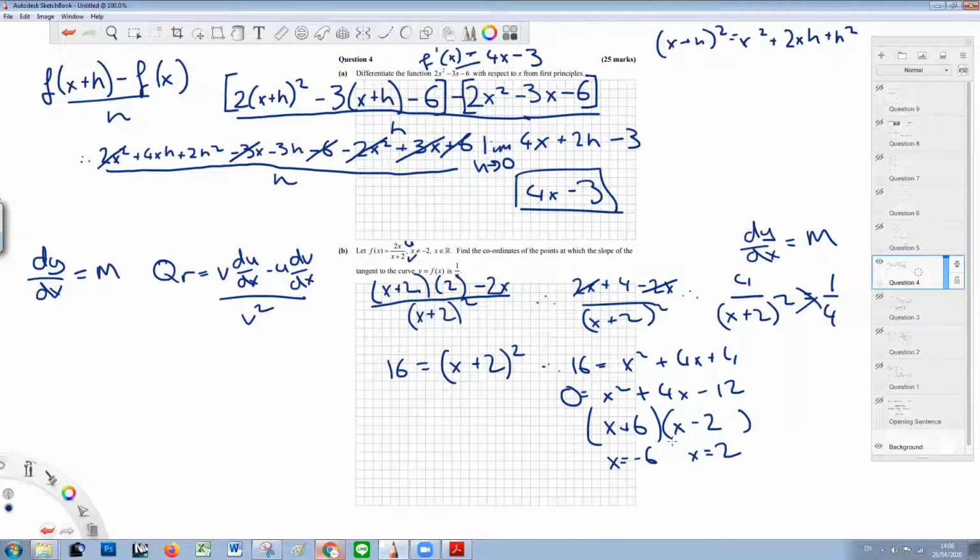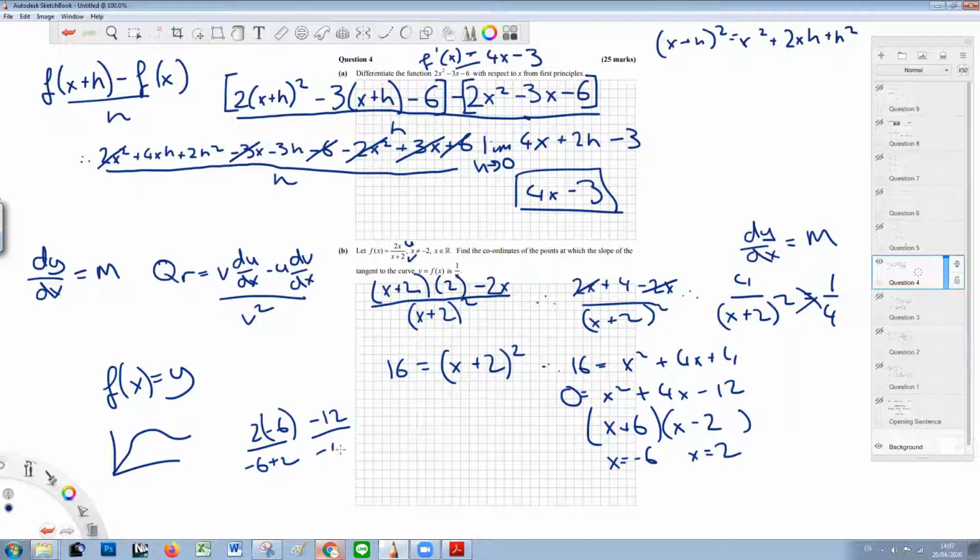So now I have the x coordinates of the points. I know that my y function, so remember f of x is equal to y. So if we had a graph like this, you're basically plugging into the function for the y value. So I have minus 6, so 2 times minus 6 over minus 6 plus 2. That's going to be minus 12 divided by minus 4. So that's going to be 3. So my point here is minus 6, 3.